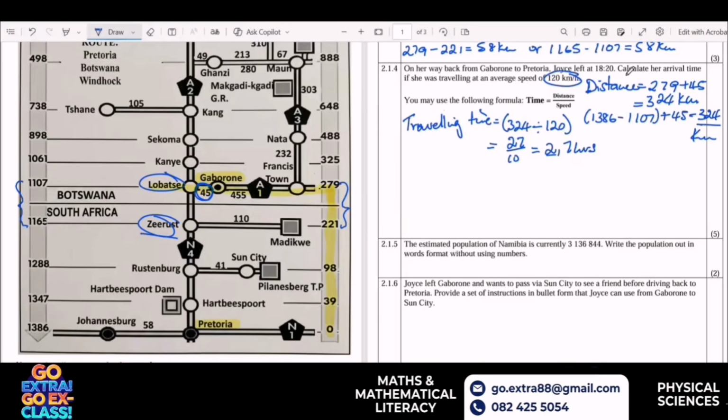This is here. I forgot to read the last part here, because the last part says what? Calculate her arrival time if she was traveling at an average speed of 120. So we are calculating the arrival time now. So now, what you need to do here, make sure that you convert these few hours into minutes. When you get to this 2.7, you're going to press SD. Definitely, when you press SD, it's going to give you 2.7.